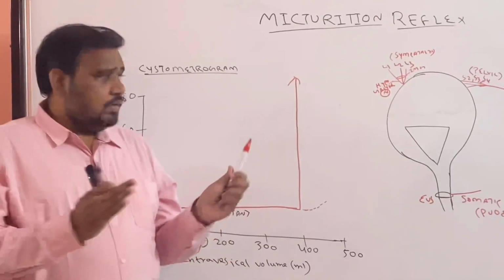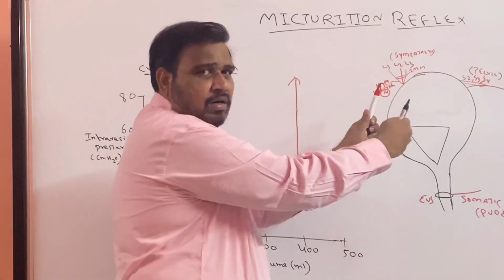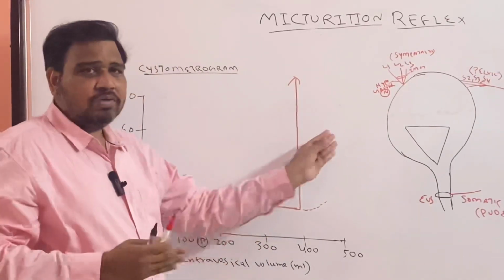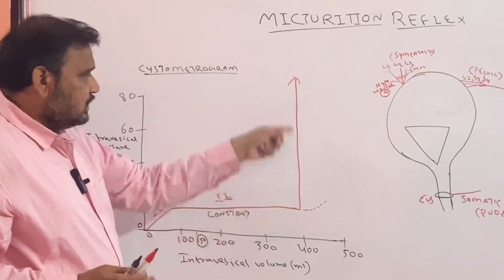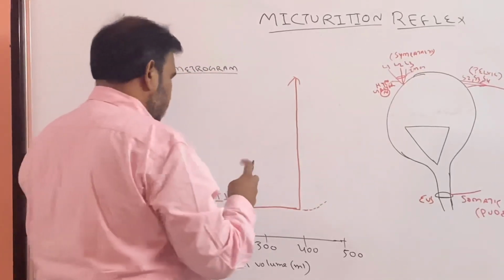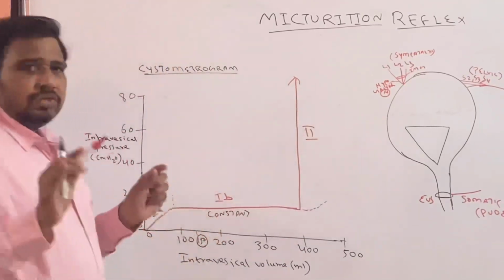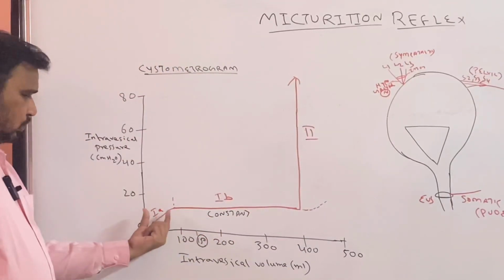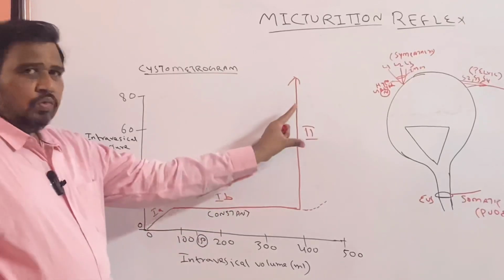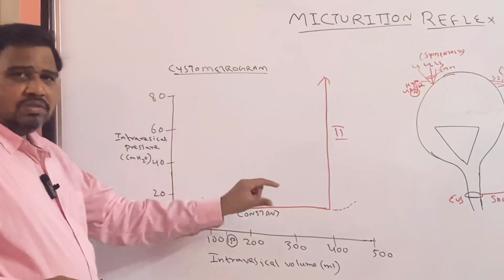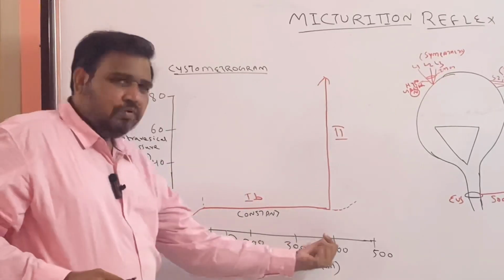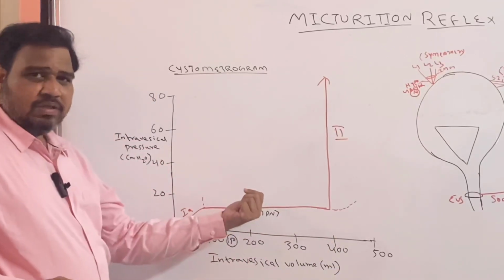Once your bladder is filled with 400 ml, whatever is filled above 400 ml causes a sudden rise in pressure. This is phase 2. So the cystometrogram has 3 phases: 1A, 1B, and 2. In 1B, in spite of the increase in volume up to 400 ml, the pressure remains the same.